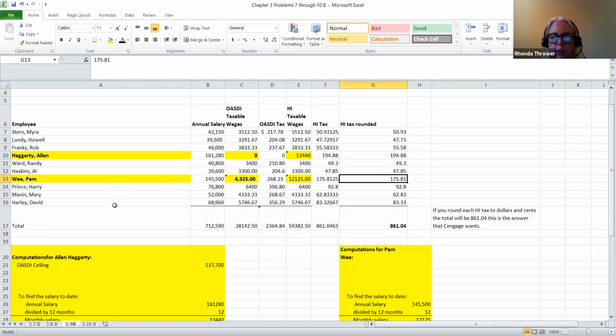The rest of these employees do not go over the OASDI ceiling. So for these employees, you simply multiply the monthly salary by the OASDI tax rate of 6.2%. And then again, you take the monthly salary and multiply it by the HI tax rate to get the HI taxes for these employees.